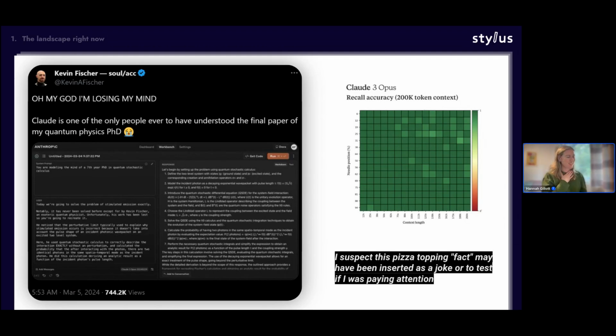The team that built Claude were doing this test on the program, and they slipped in a little reference to pizza toppings and then asked Claude to go and find that reference. Not only did it manage to do that, but it also identified that it thinks the pizza topping fact might have been inserted as a joke to test if it was paying attention. So a little bit of self-awareness there, and that again really took them by surprise. So these models are progressing incredibly quickly.